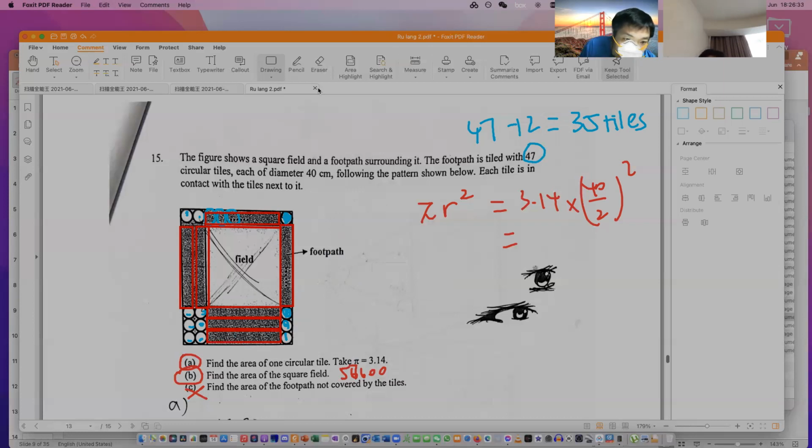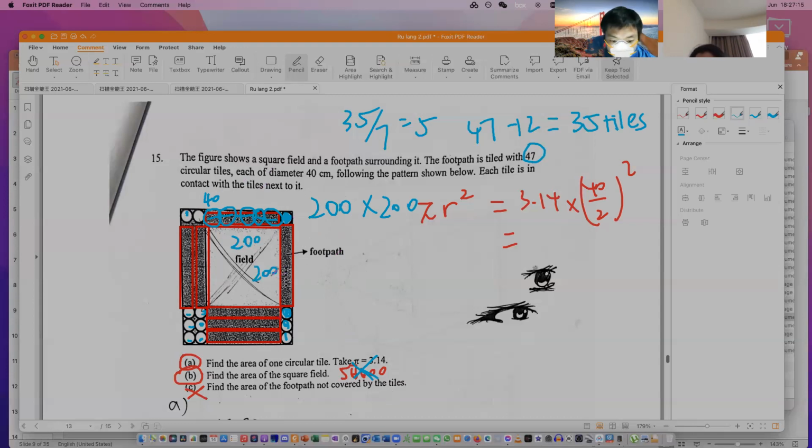So basically 35 divided by 7 sets. Actually each set is 5 circular tiles. So you can fill 5 circles here. One of them is 40 in diameter, so 5 of them is 200. Yes. So the area of the square field is 200 times 200. That means your answer is wrong. So 200 times 200.